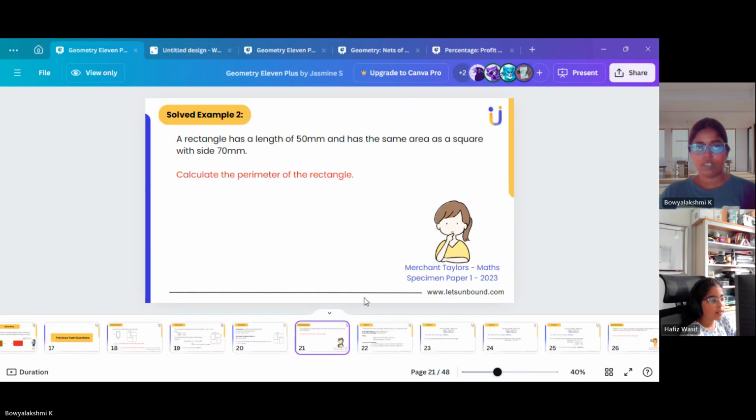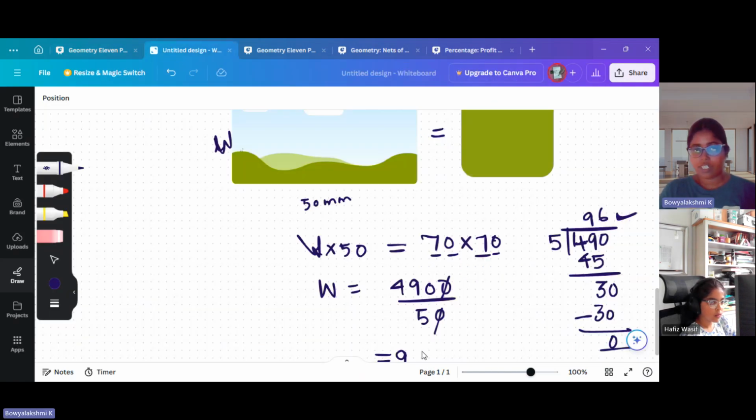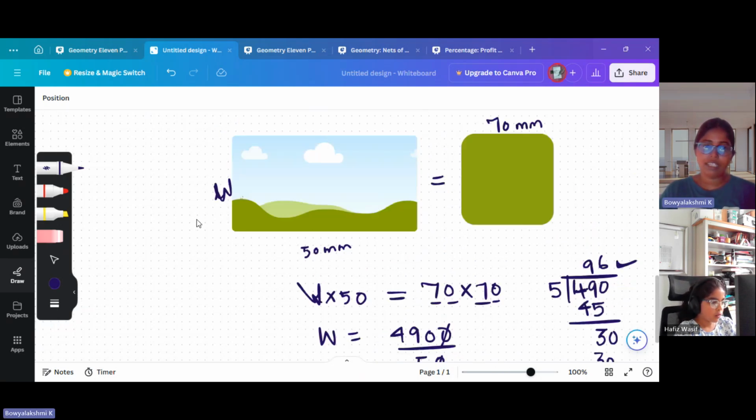Fine. So calculate the perimeter of the rectangle. So we need to get into perimeter. 96. Okay, perimeter, if you got length and this, you can just find it. 96 plus 50 multiplied by 2. That's simple.